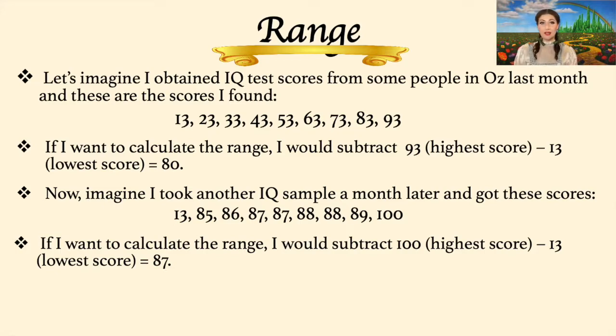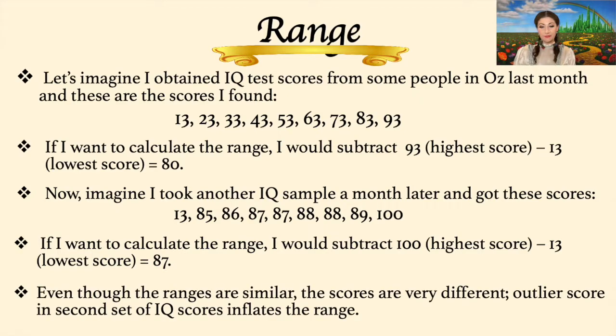If we imagine that the number 13 wasn't there, and our smallest number was 85, in that case our range would be 15, which would be much more representative of this distribution. However, because that outlier 13 is there, we get a very large range, 87, which is even larger than the range we had in the previous example. So even though the ranges are similar, the scores are very different. The outlier in the second set of IQ scores definitely inflates the range.